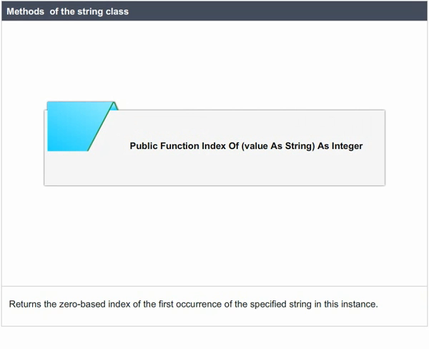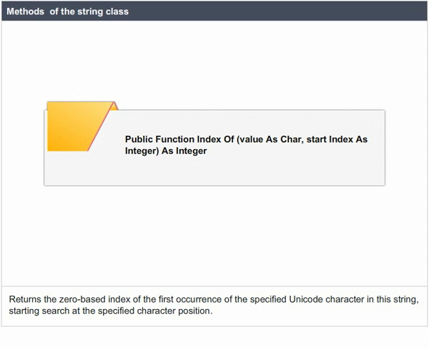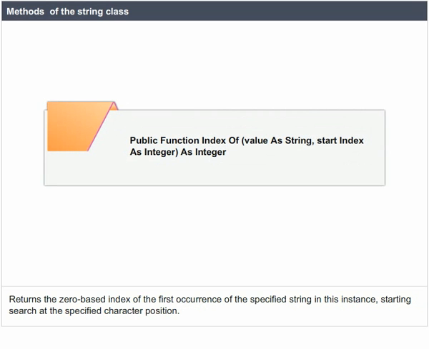Public Function IndexOf(value As Char, startIndex As Integer) As Integer returns the zero-based index of the first occurrence of the specified Unicode character in this string, starting search at the specified character position. Public Function IndexOf(value As String, startIndex As Integer) As Integer returns the zero-based index of the first occurrence of the specified string in this instance, starting search at the specified character position.